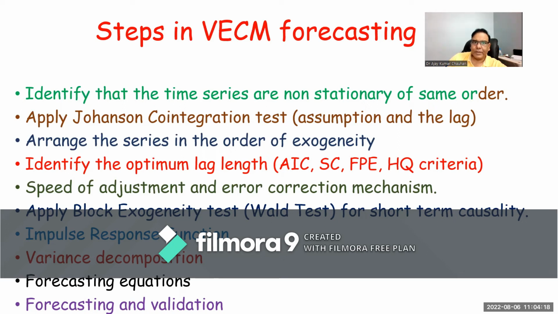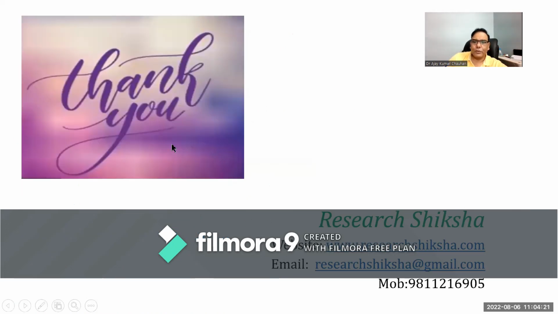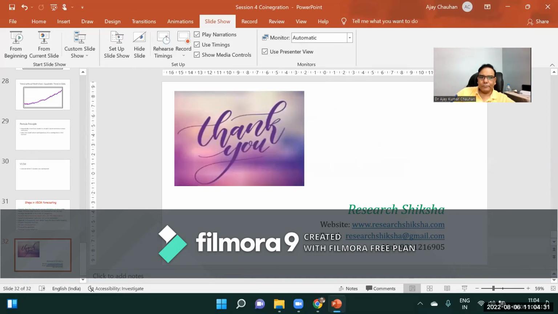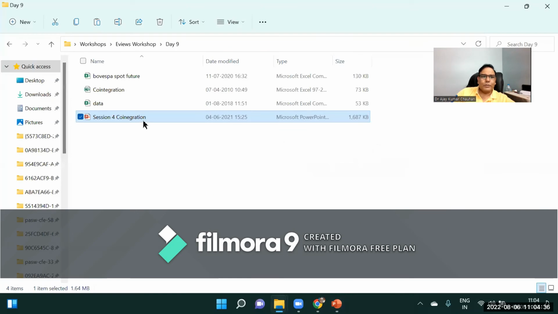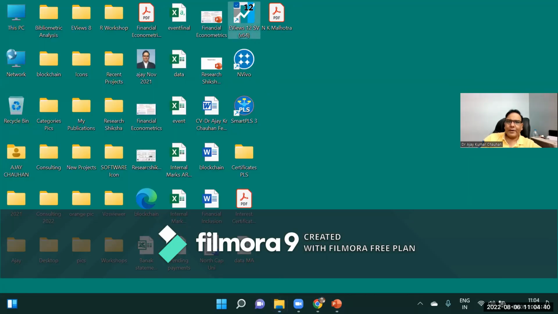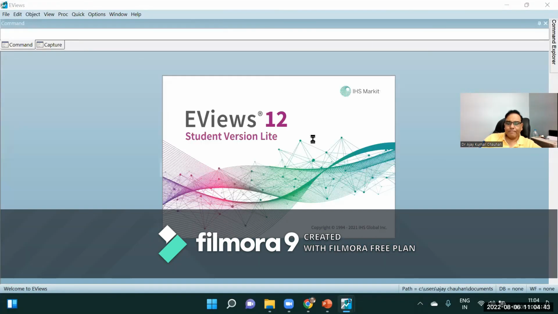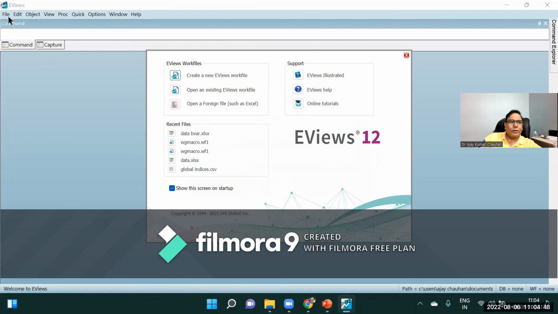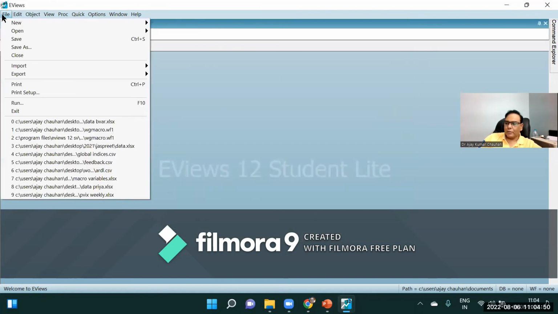Okay. So my theoretical explanation of cointegration is done. Now I'm moving to the software part. I'm using EViews 12. So I'm opening the data, the foreign trace work file.